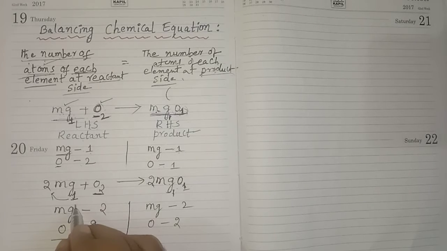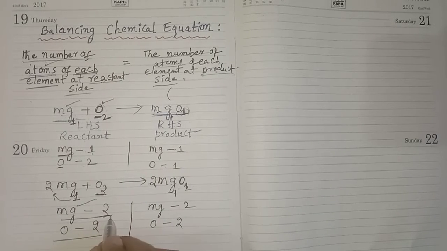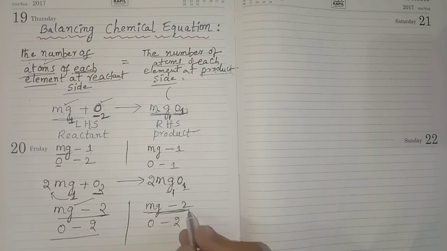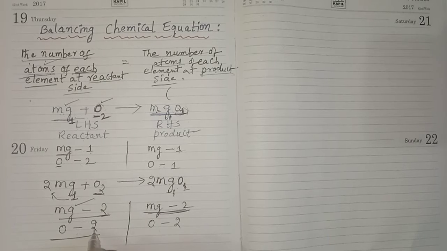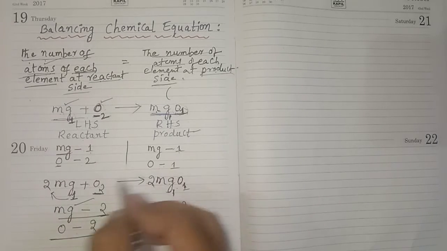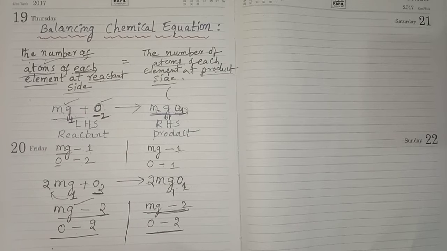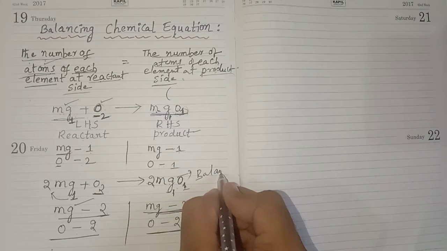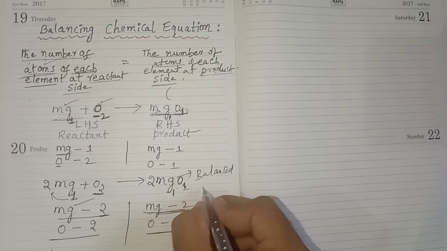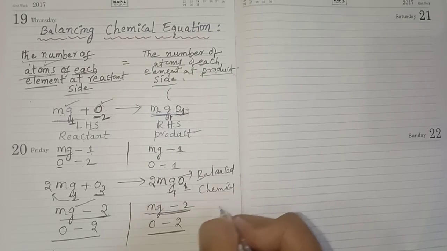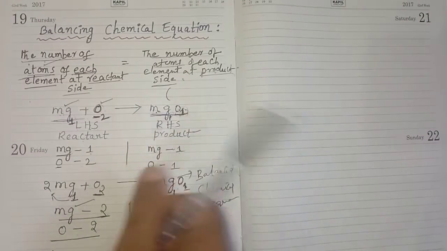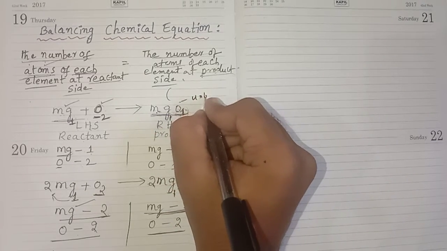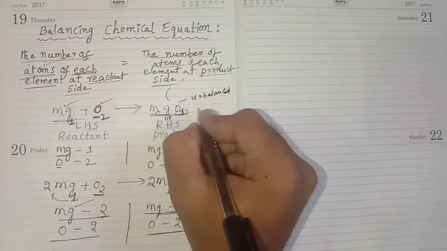If you observe magnesium, how many atoms of magnesium at LHS side? 2. At product side, how many atoms are there? 2 atoms. Oxygen, 2 atoms. Therefore we have balanced the chemical equation. Therefore this chemical equation is called what? Balanced chemical equation. And what about this one? This is unbalanced chemical equation.